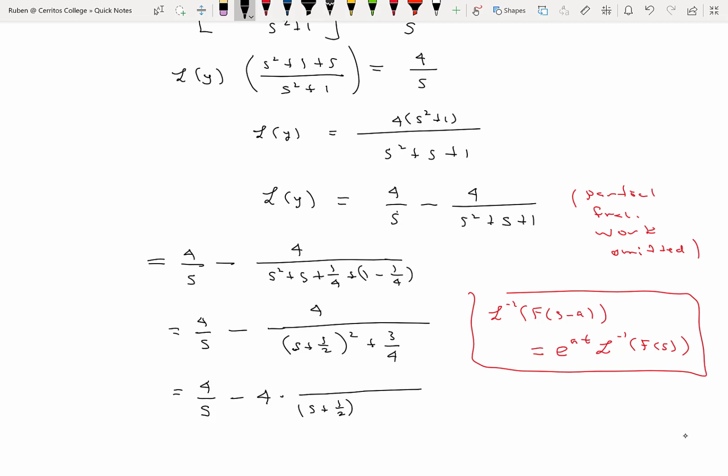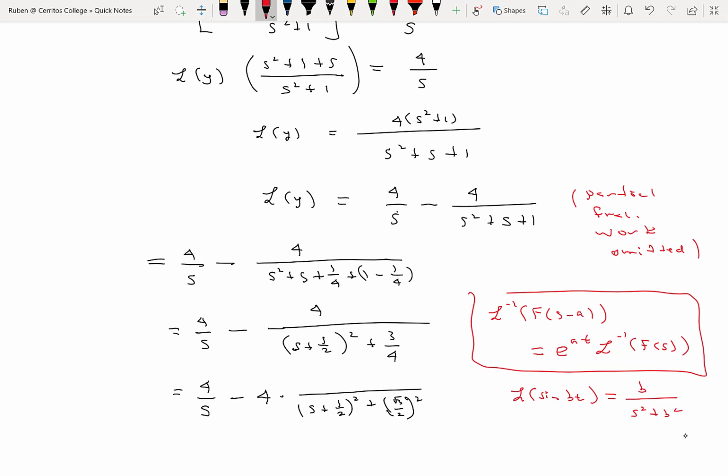Notice in the denominator we have s plus 1/2 squared plus 3/4, which is like having s plus radical 3 over 2 squared. I'm trying to build up the Laplace transform to look like a common Laplace transform for the sine that we were talking about. Remember, the Laplace transform of the sine of bt is b over s squared plus b squared.